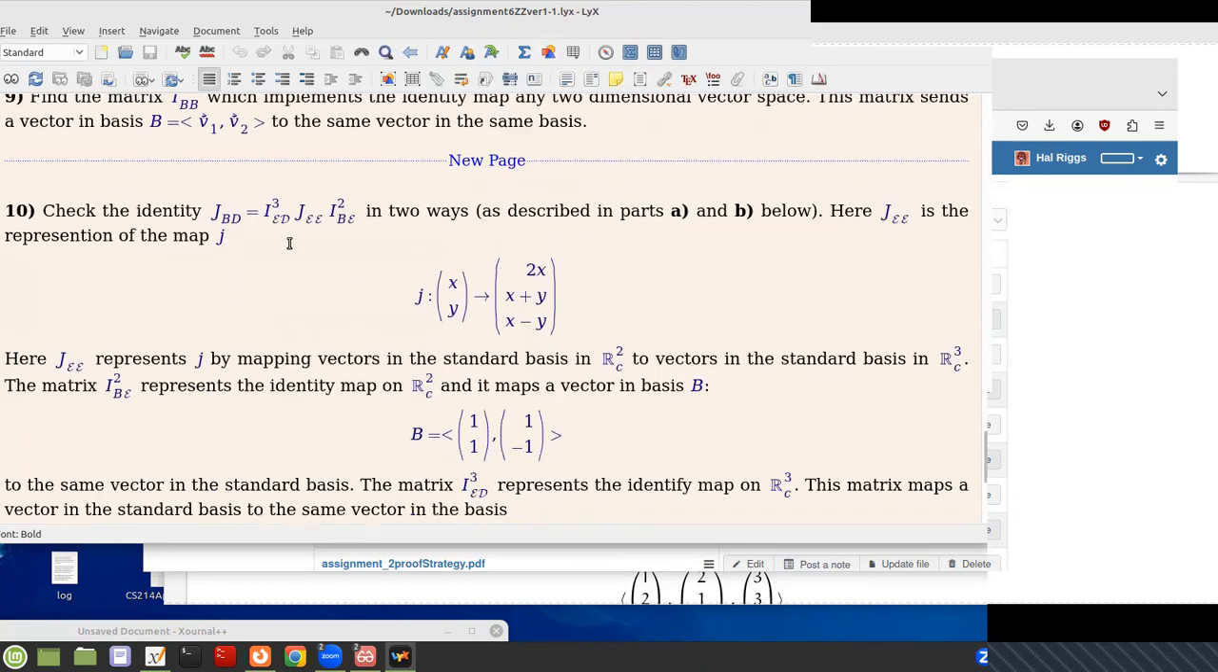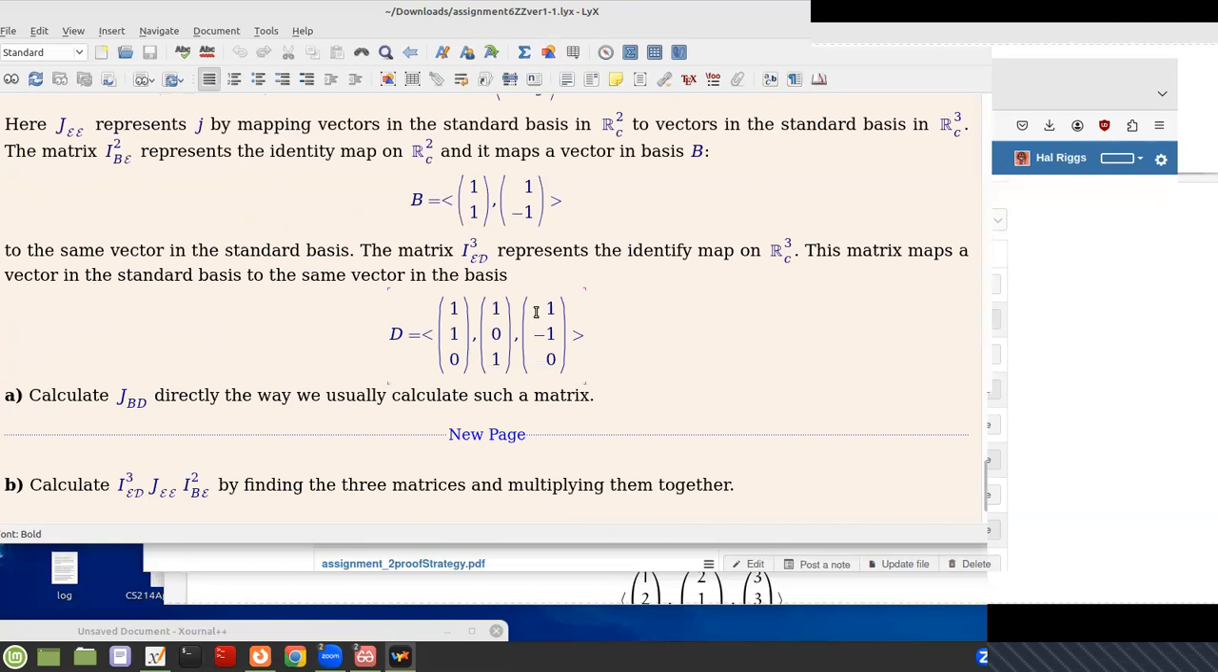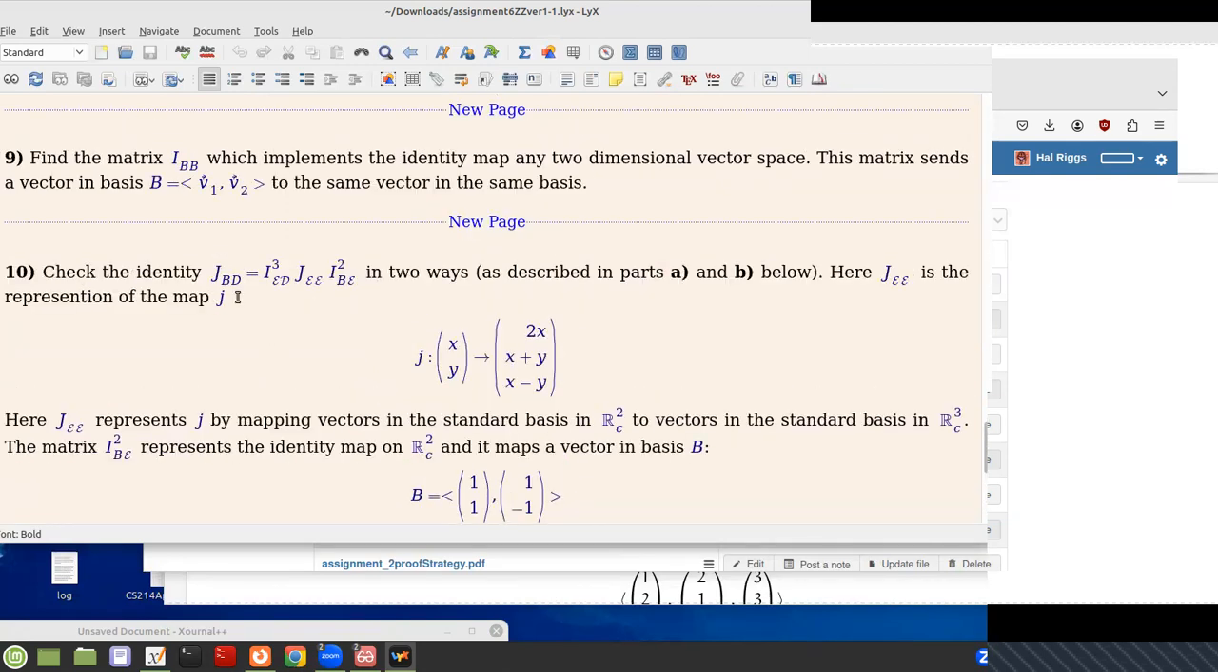Then here's this one where you have to find everything. It says check this identity in two ways, as described in parts A and B. Here, JEE is the representation of the map J in the standard basis to standard basis. This is the identity matrix, which takes you vectors in R2 to this basis, and this I3 ED takes you from the representation of the identity on this basis. So then you can calculate this product and then multiply them together, and you get the representation of JBD.